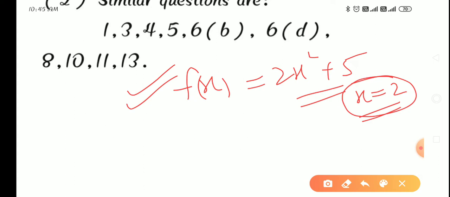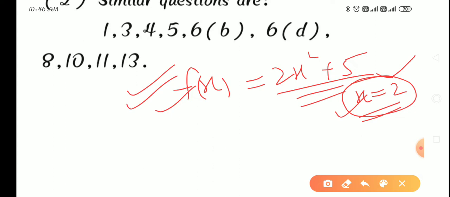One more time I am telling you, today I will take those questions from exercise 7 in which a particular point is given at which you have to discuss the continuity, or show the continuity, or examine the continuity. A particular point will be given. So this function is given, f(x) equals 2x square plus 5, and this particular point x equals 2 is given. How can you show this function is continuous at point x equals 2?